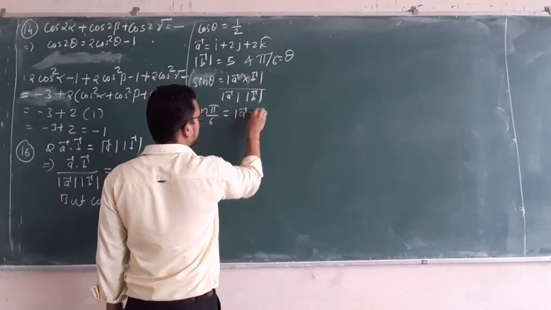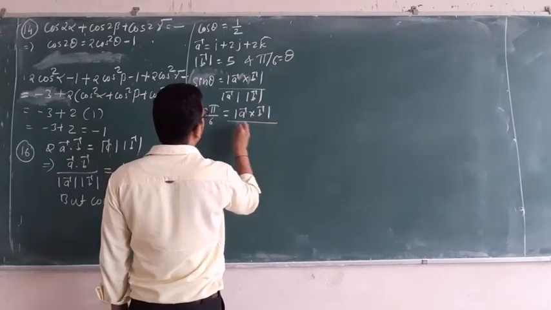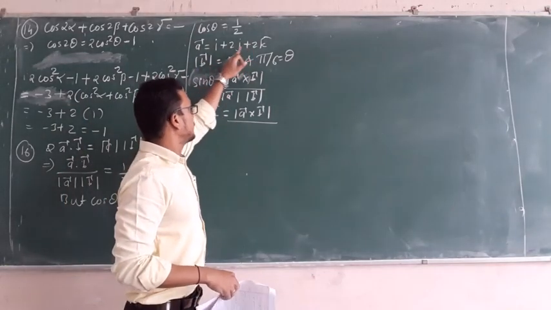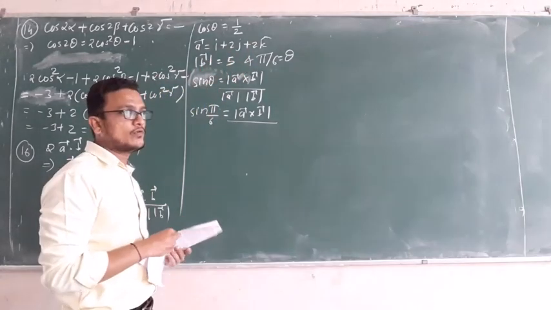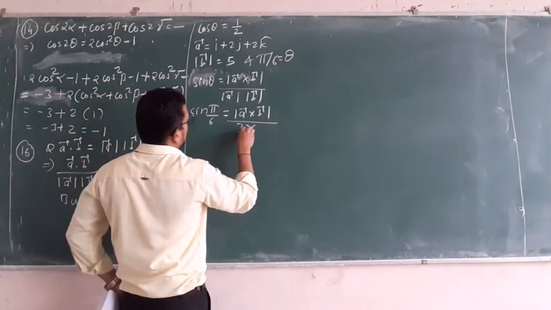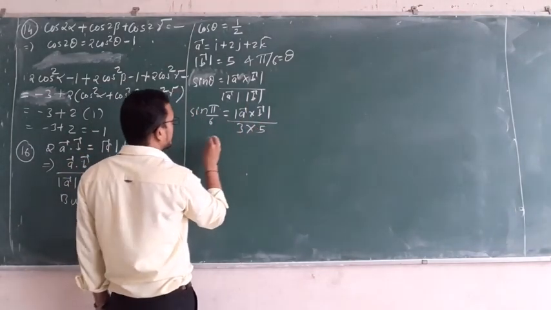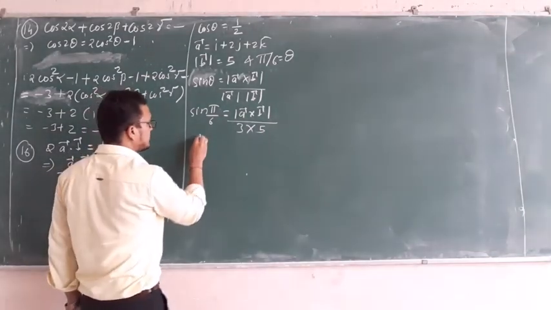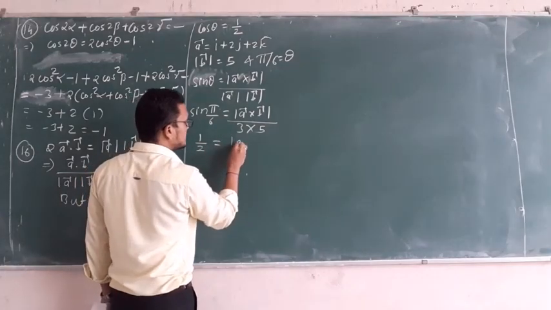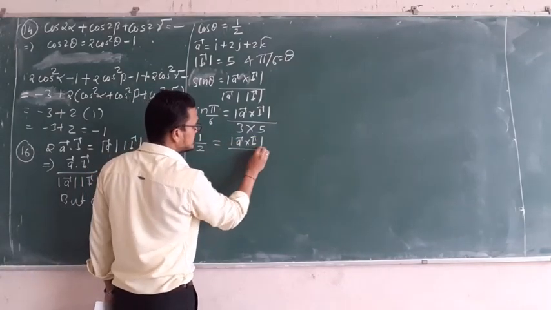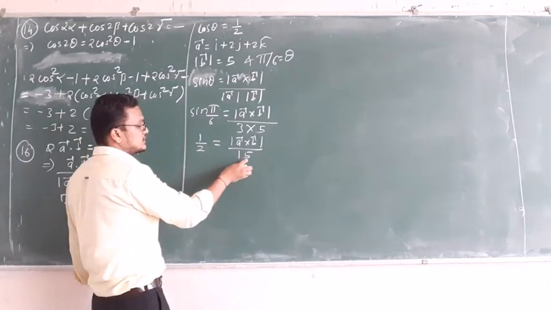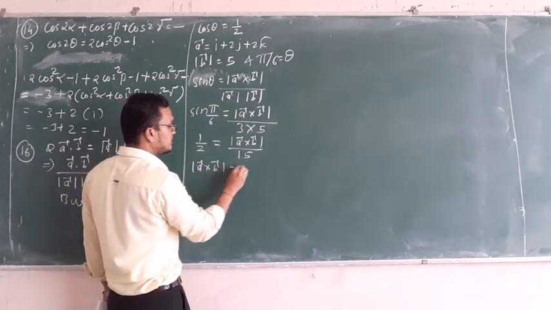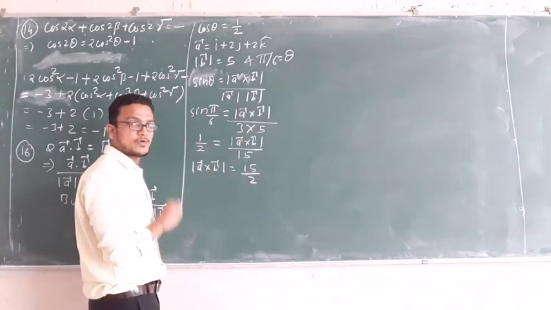We don't know it, we have to find it. We will keep it as it is, divided by magnitude of A. Only vector A is given. Its magnitude is what? 4 plus 4 is 8, plus 1 is 9, and root of 9 is 3. So 3 into magnitude of B, that is 5. What is sin pi by 6? Pi by 6 means 30 degree. And sin 30 is 1 by 2, which is equal to magnitude of A cross B divided by 15. So this 15 will transfer, and magnitude of A cross B will be 15 upon 2.